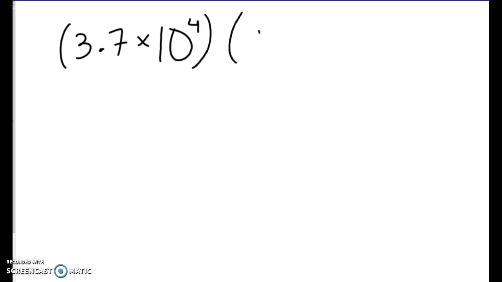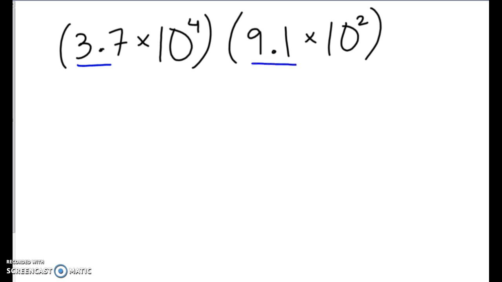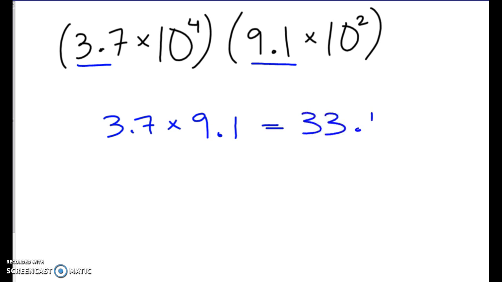Alright, we'll do one more. Let's say we have 3.7 times 10 to the 4th, and then 9.1 times 10 to the 2nd. Notice we have now some decimals. That's fine. You might need to use a calculator to multiply 3.7 times 9.1. You should get 33.67 when you do that.